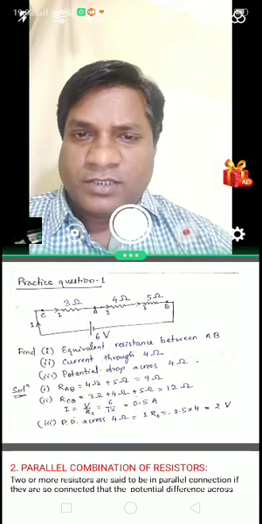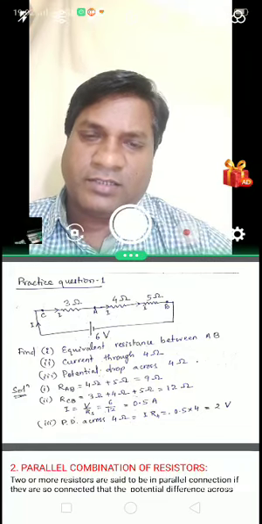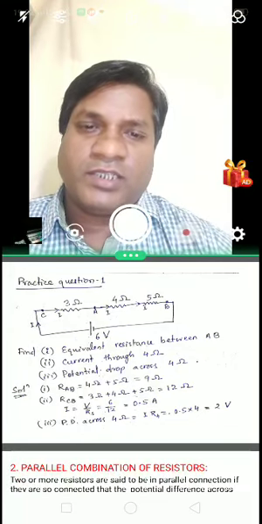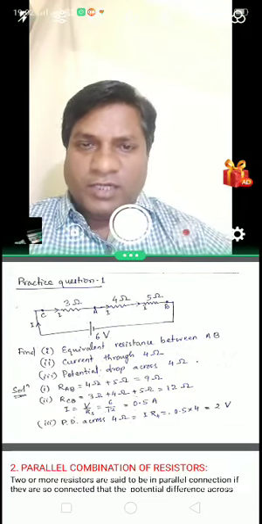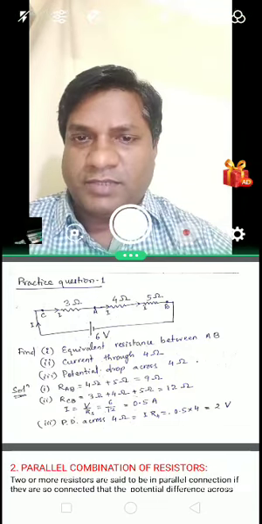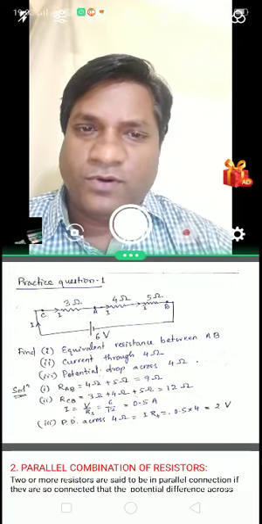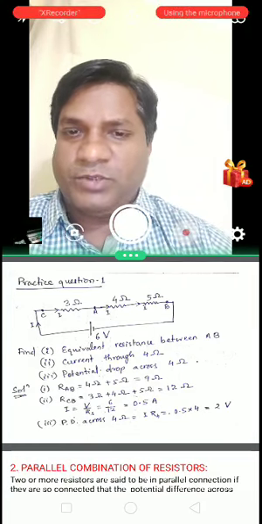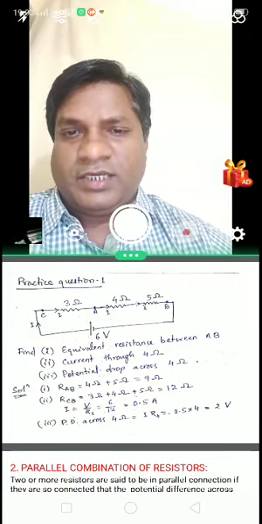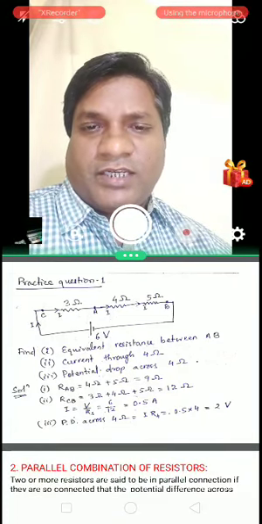Second, we need to find the current flowing through the 4 ohm resistor, and third, we need to find the potential drop across the 4 ohm resistor. Now let's solve it. Between A and B there are two resistors connected in series, 4 ohm and 5 ohm. So the equivalent resistance between A and B is equal to 4 ohm plus 5 ohm, that's equal to 9 ohm.